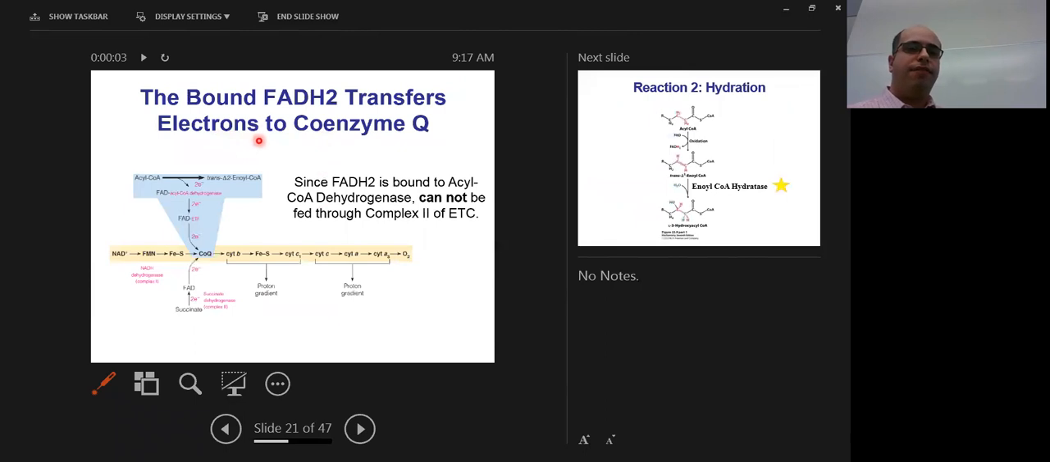So these bound FADH2s, which are bound in that dehydrogenase enzyme, will directly transfer those electrons to coenzyme Q in the electron transport chain. So you skip all the steps before. You skip complex 2 because that FADH2 is bound directly to that dehydrogenase enzyme. We can't transfer the electrons to complex 2. It goes directly to coenzyme Q, to ubiquinone, instead in the electron transport chain.